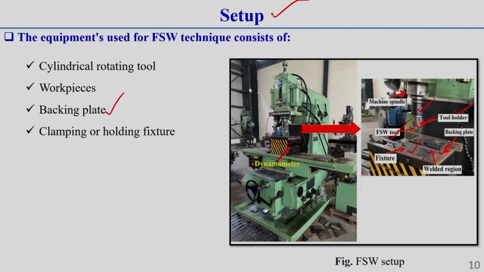Now, if we are going to measure the force and torque, a dynamometer system is used. Here you see this yellow color represents a dynamometer. By this we can measure the torque as well as different types of force components, that means the plunging force.